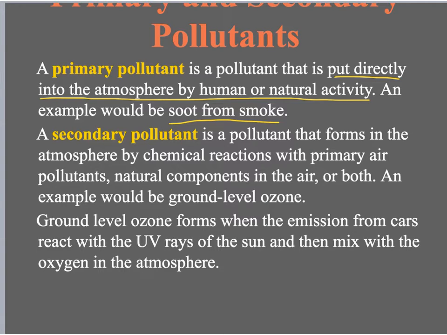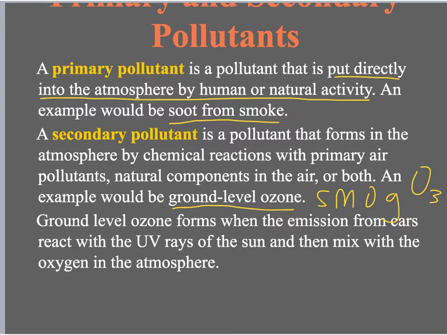So an example of this would be ground level ozone, aka, we're going to hear about this soon, smog. Okay, so smog is what we call ozone, right? Same thing as in the ozone layer, right? The O3. We discussed that before. But when this is not in the upper parts of the stratosphere where it should be, we call it smog, and it has some negative effects.